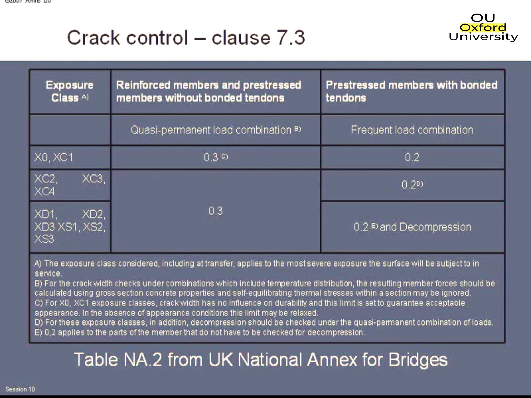If we go down to XDs, so we've got chlorides, then we're a little bit more onerous because we have to now check under the frequent load combination that we have no cracks. Basically, we've satisfied that decompression check. And there's another little clause which the National Annex has added in here, 0.2, and we've got this superscript E, and this is just saying that there may be parts of the cross section where we don't need to check for decompression because the tendons are too far away, for example, from the surface, and in those areas we should still make sure that the crack widths aren't bigger than 0.2. So that's basically like your surface zone.